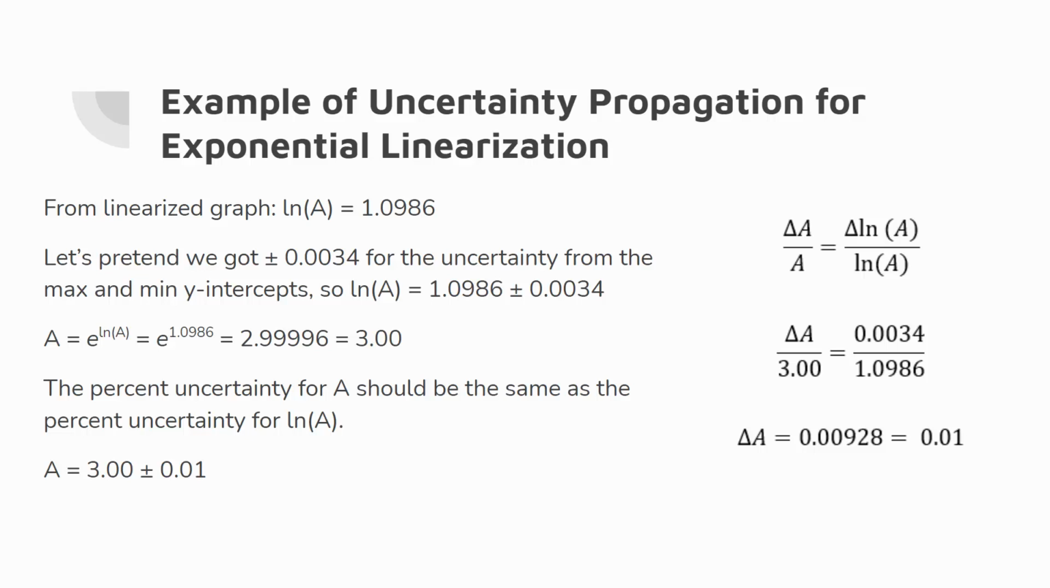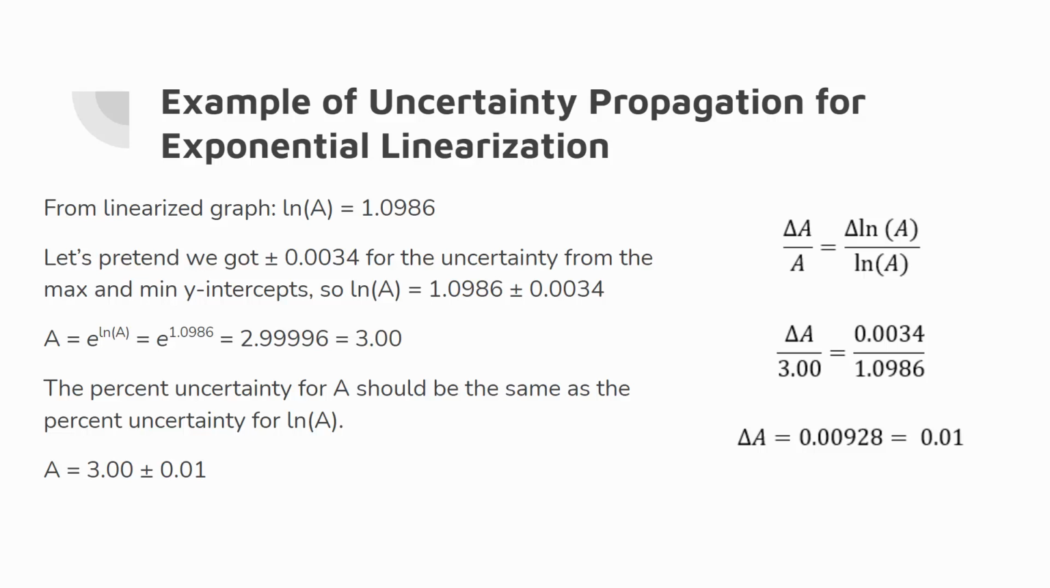We're not finding the uncertainty in our y value. We know the value of a is 3.00. We know the value of the natural log of a is 1.0986. And we know from the graph that the uncertainty in the natural log of a is 0.0034. We plug those three numbers in, do a division and a cross multiplication, and we can determine that the uncertainty in a, that is the uncertainty in the 3.00, is 0.00928, which we have to round so it matches the uncertainty in the 3.00. I round it to 0.01.